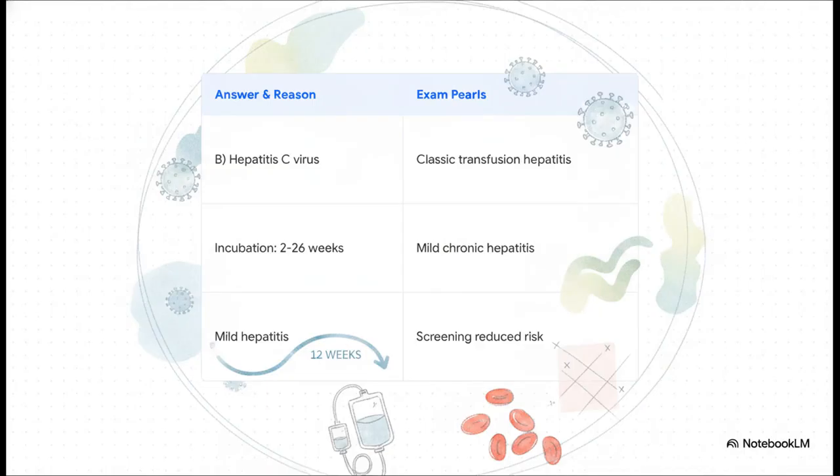The incubation period of hepatitis C ranges from 2 to 26 weeks, so a presentation with mild hepatitis and jaundice at exactly 12 weeks strongly points to HCV. Your pearls for this one. While HCV is the classic transfusion-transmitted hepatitis, CMV is actually the most common transfusion-transmitted infection overall. Keep in mind, modern blood screening has greatly reduced the risk for all of these.